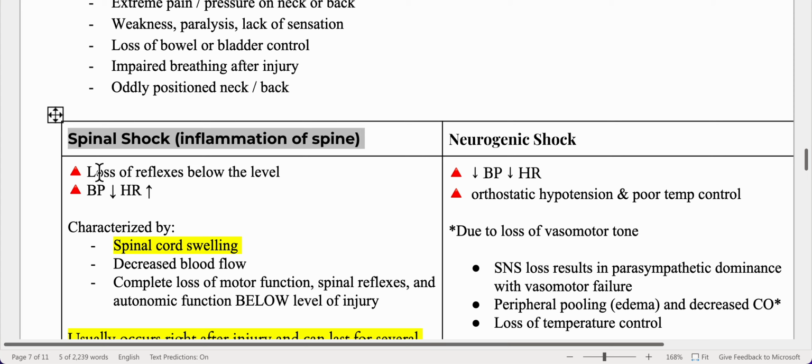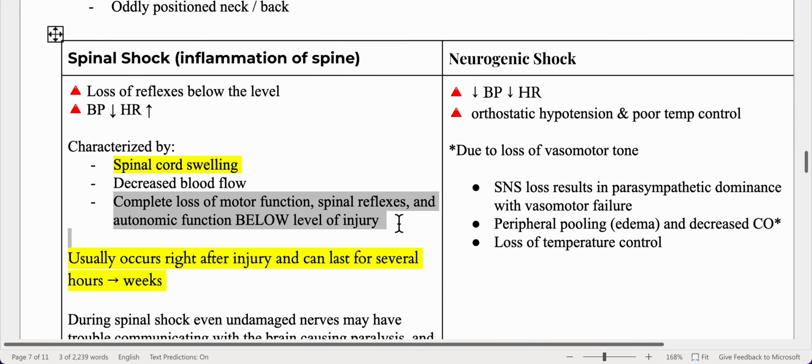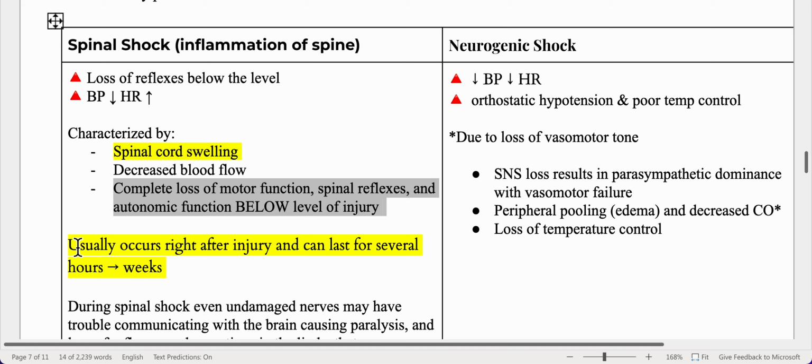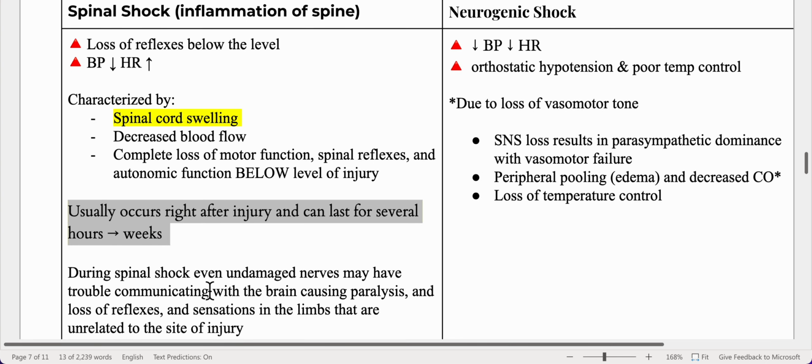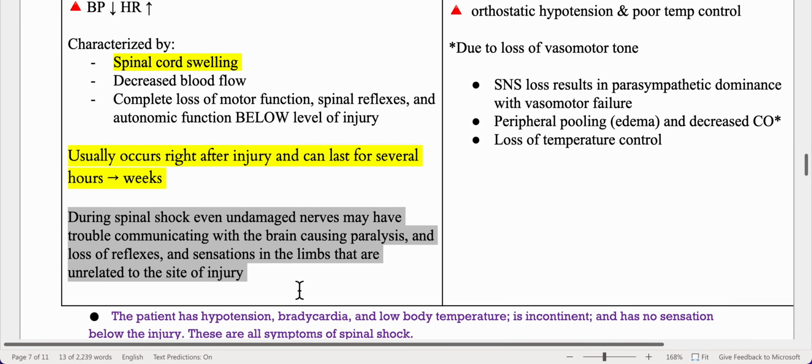Spinal shock, inflammation of spine. Loss of reflexes below the level. Characterized by spinal cord swelling, decreased blood flow, complete loss of motor function, spinal reflexes, and autonomic function below level of injury. Usually occurs right after injury and can last for several hours to weeks.